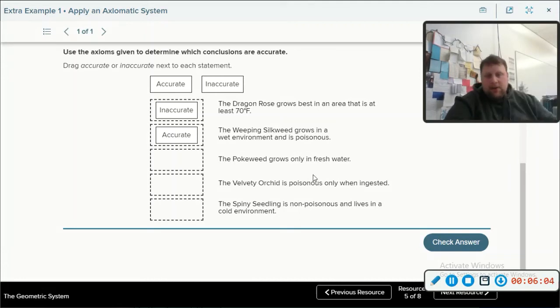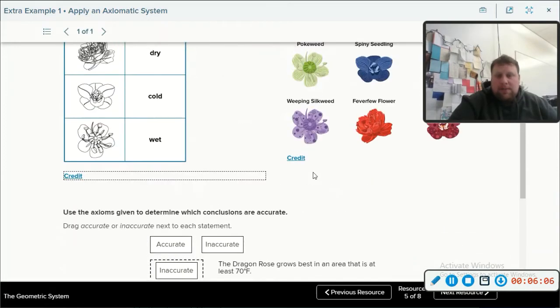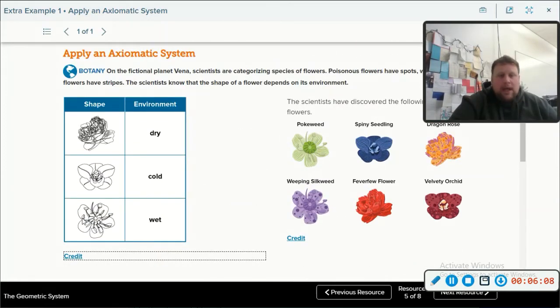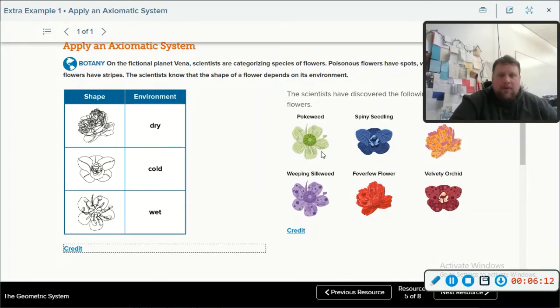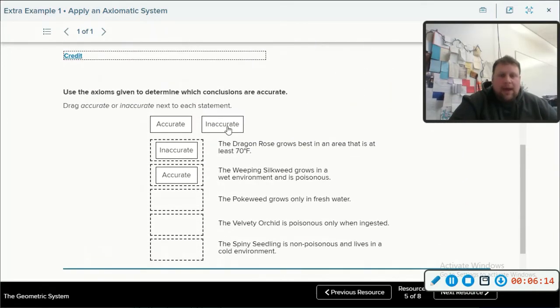All right, now let's do it. The pokeweed grows only in fresh water. Let's see pokeweed. Pokeweed does like it wet, but does it say anything about fresh water? No, it might be salt water. We have no idea. So that would be inaccurate.